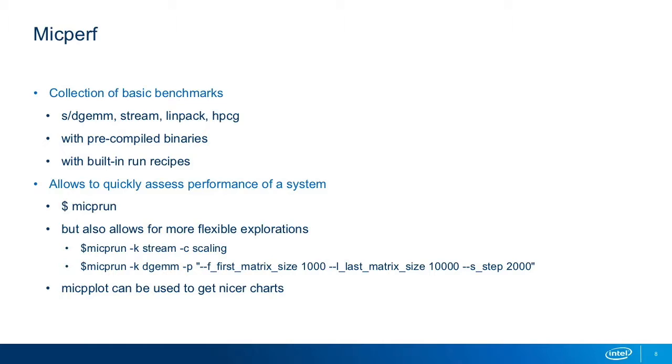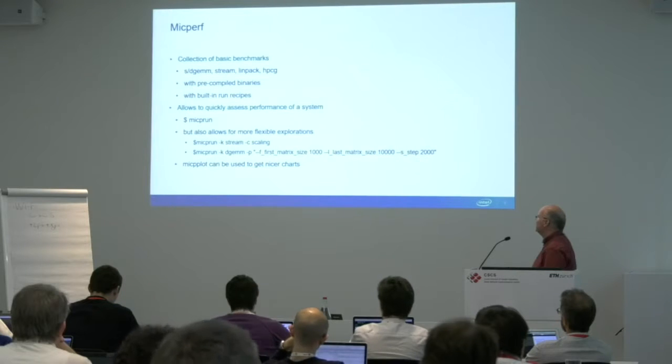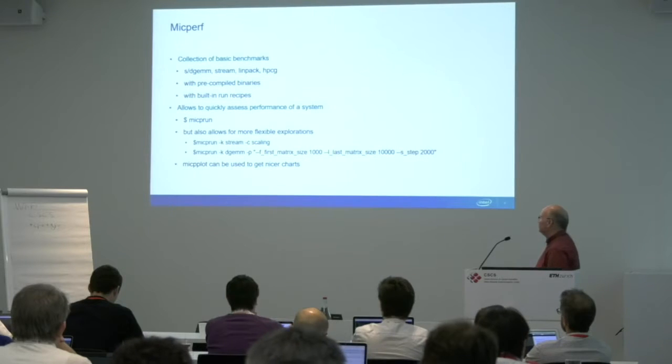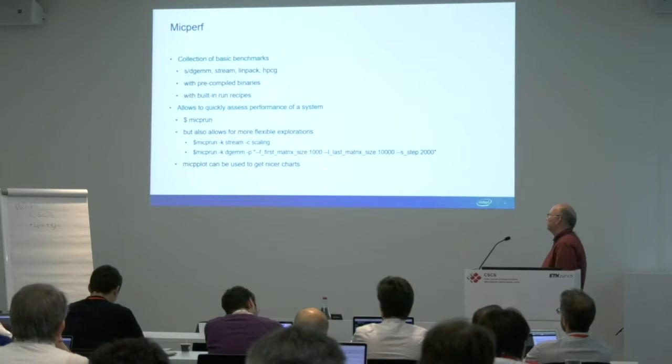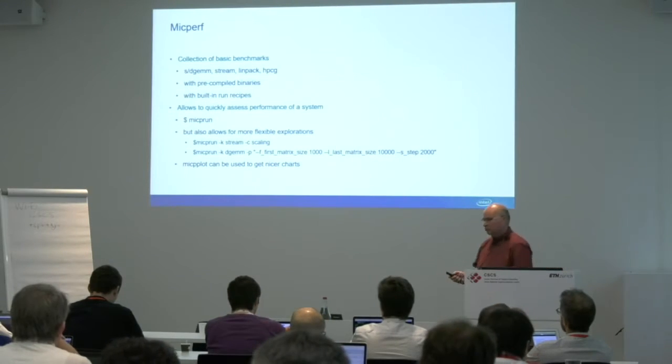So you have a starting script like Mike prun, and then you can give it some parameters here to run the stream benchmarks or to run DRAM with certain matrix sizes. So that's quite convenient. And in the end, you have a plotting tool to get nicer output.